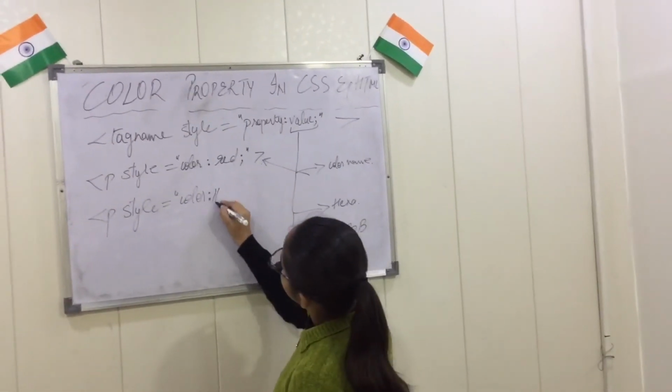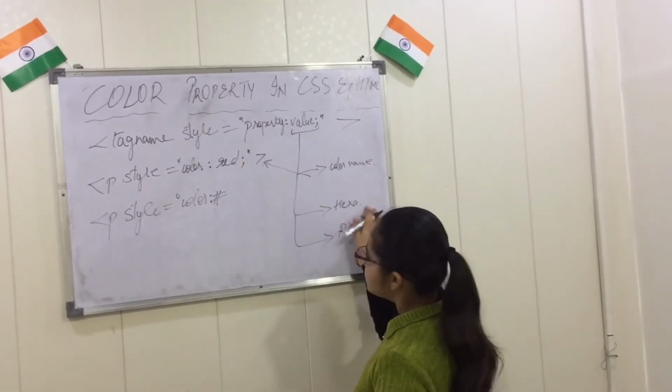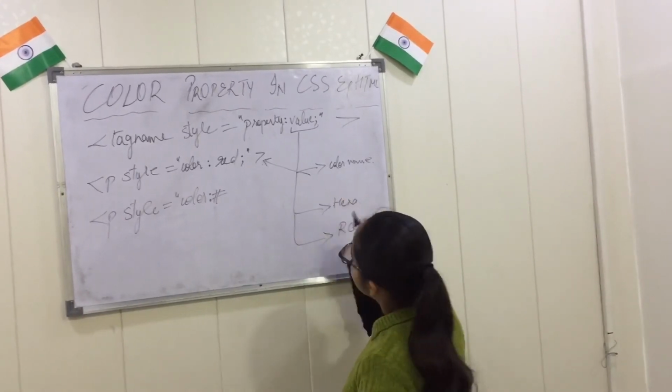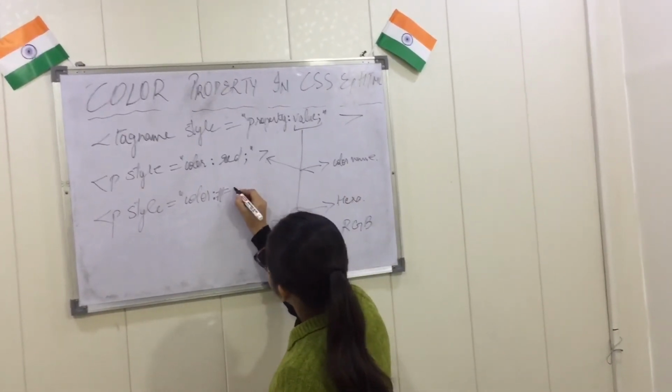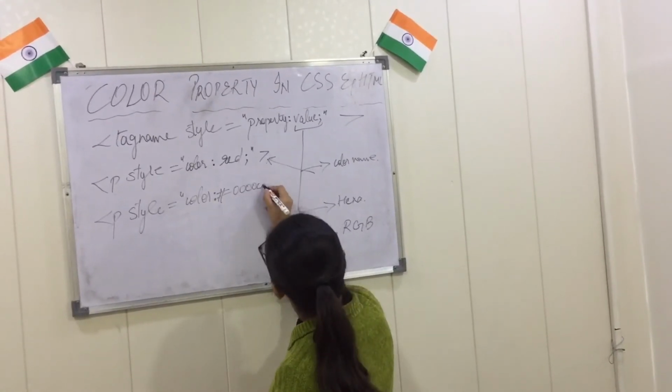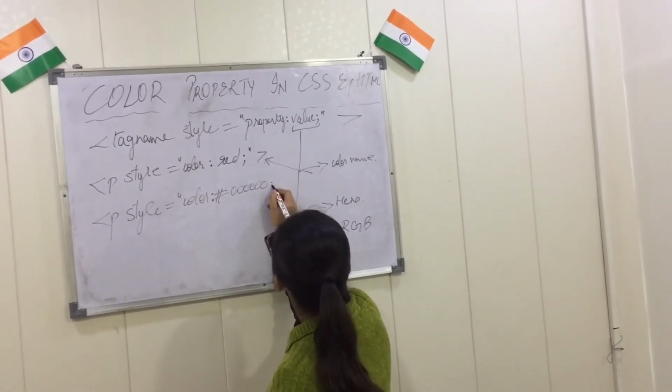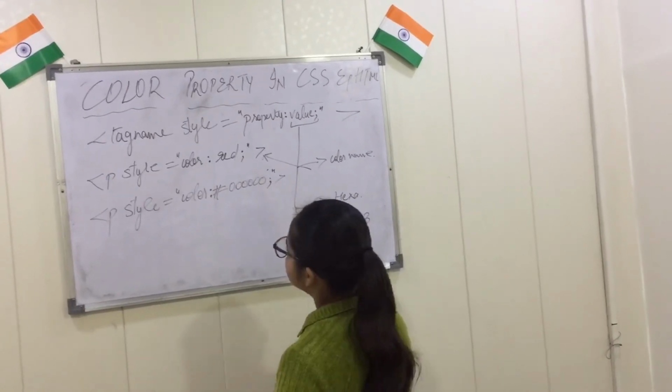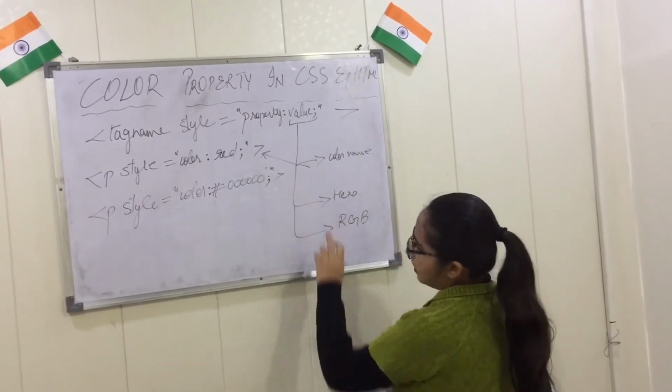Suppose I am giving hexa, then the syntax will be repeated: style, color, but according to the hexa we will write a hash. The hash is the symbol used for hexa. So here we will write 6 digits. Suppose I am writing 6 zeros. So this is the hexa.